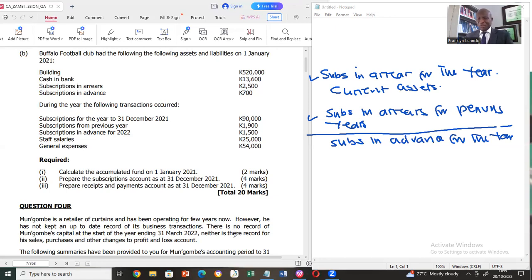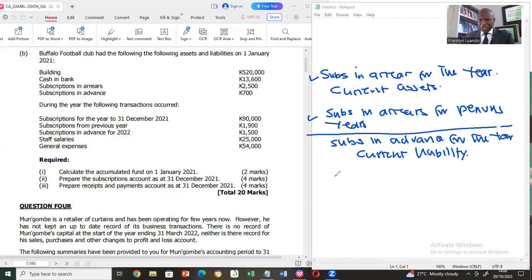And in the statement of affairs, it must be shown under current liability because we have received in advance. Subscriptions in advance for the current year is not income for this year, and therefore you must deduct from the total subs received and recognize the amount in the statement of affairs under current liabilities.